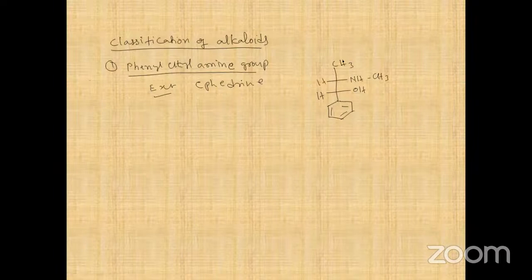In that you see phenyl ethyl amine. This is the ethyl fragment, the CH2 carbon ethyl derivative. At that, an N-methyl amino group is substituted, and a phenyl group is substituted. It is an N-methyl phenyl ethylamine derivative. Okay. Now, the second one, pyrrolidine group.